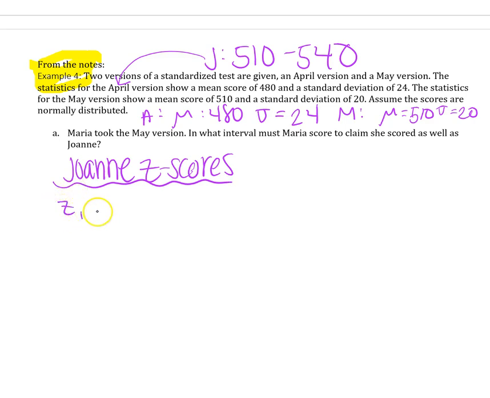So her first z-score was her 510, take away the mean of her test, which was 480, divided by the standard deviation of her test, which was 24. Her second one, similar format, just now this 510 is now going to be a 540.